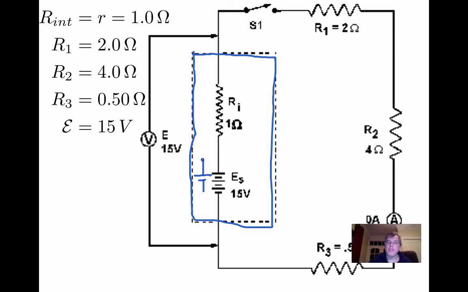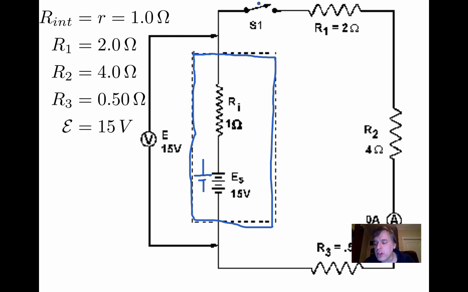So here it's clear that if there's a current, it will flow clockwise. Now this part here is not really part of the circuit. This is just a voltmeter. It measures the voltage. It's like a DMM. And this is an ammeter to measure the current.